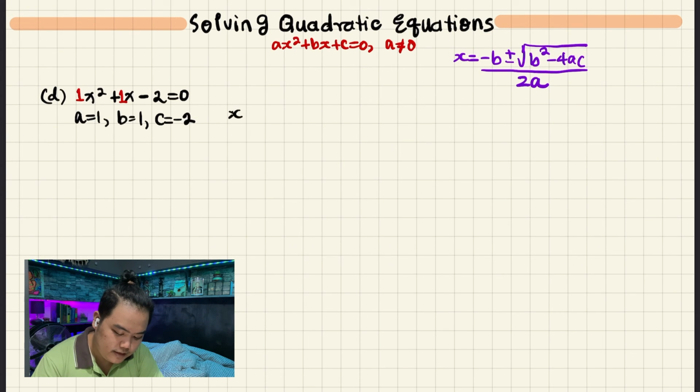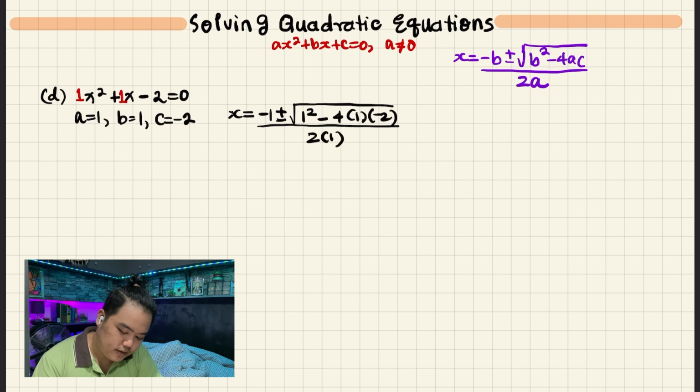So, x is equal to negative b plus minus square root of b square. B square is 1. Sige na nga, isulat na natin ganyan. Minus 4ac divided by 2a. So, pinlug in ko lang ito sa ABC dito. And then, simplifying part, negative 1 plus minus square root of 1 square is 1. Then you get negative times negative, it becomes positive.